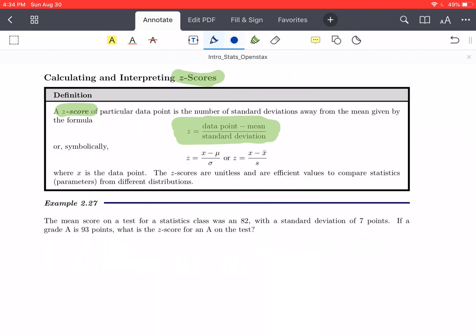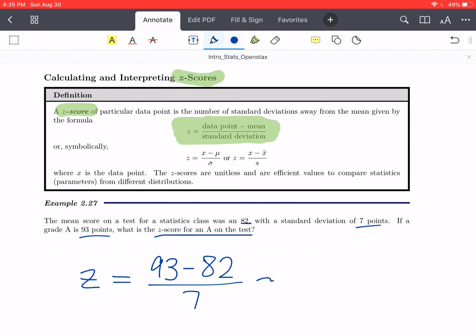So a mean score on a test for a statistics class was 82 with a standard deviation of 7 points. If a grade A is 93 points, what is the z-score for an A on the test? So we're going to take the data point, 93, minus the mean of 82 over standard deviation of 7. This is approximately 1.57. So what does this tell us? Well, this tells us that a person who scored a 93, right, got an A on this test, is 1.57 standard deviations above the mean.